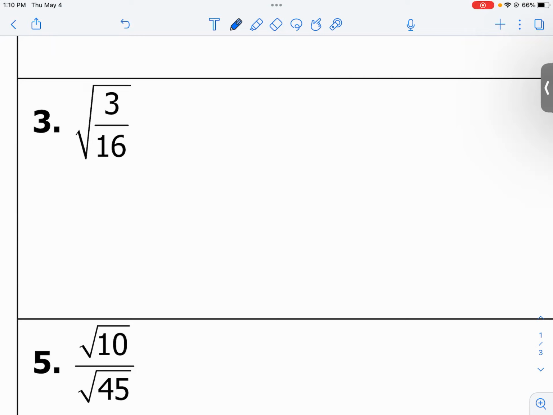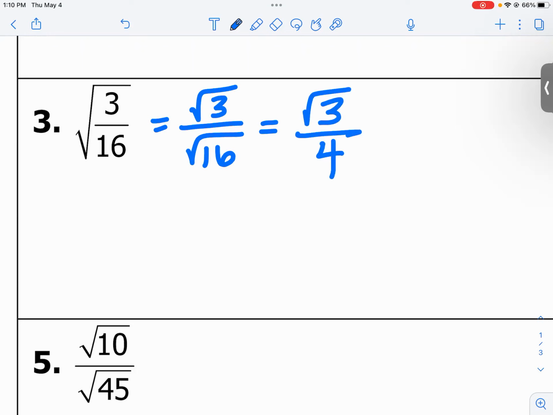Yeah. So we have the square root of 3 over the square root of 16, and we know that the square root of 16 is 4. That's 3/4. The radical needs to remain with the 3, but since the square root of 16 is 4, the radical is not there anymore. Okay.